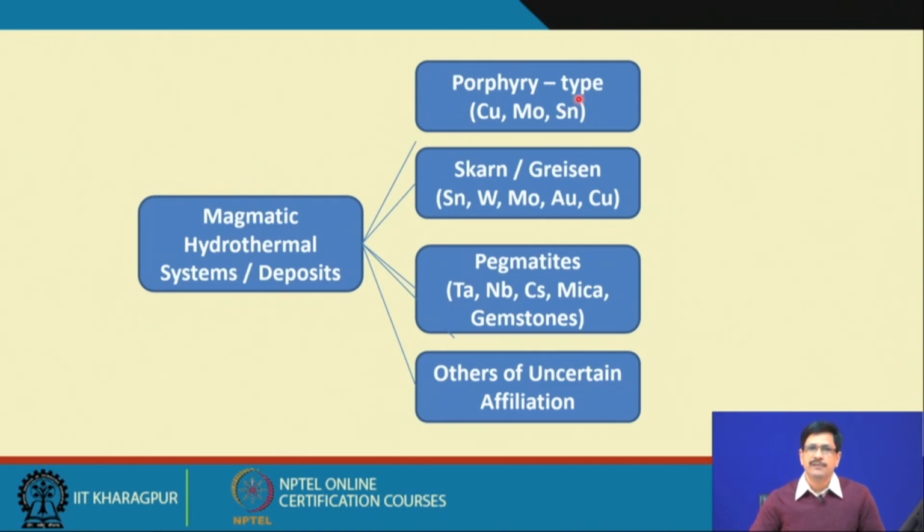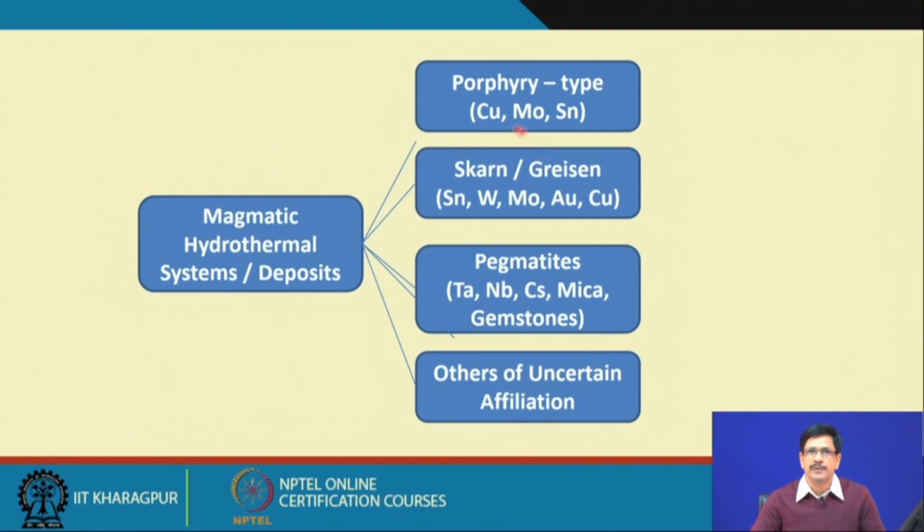So, under this category we have the porphyry type deposits, copper, molybdenum, tin, and we have the skarn and the greisens, the pegmatites, and there are many other deposits which are of uncertain affiliation, where a magmatic source is sometimes suspected, like some of the uranium deposits, some special circumstances where a magmatic affiliation is only suspected through retrieval of temperature and fluid sources from stable isotopes. So, we will be considering them in some special cases.